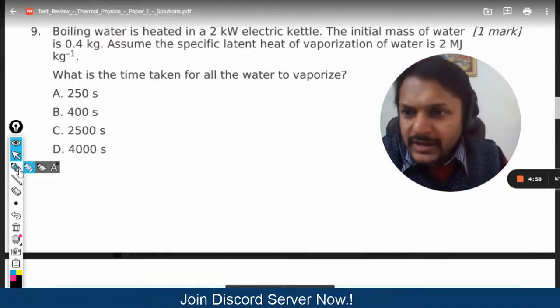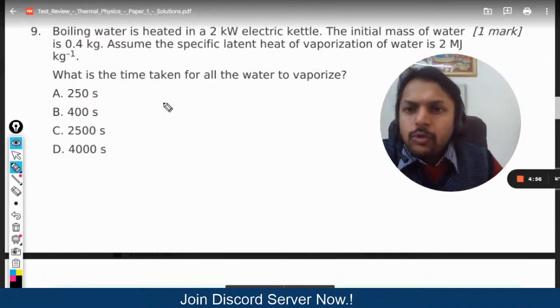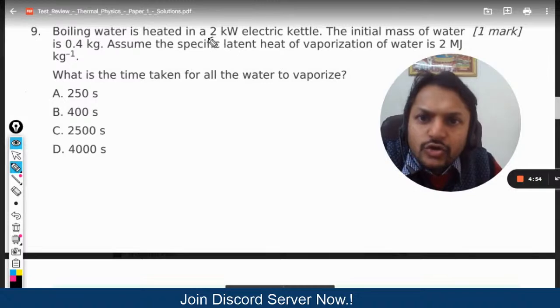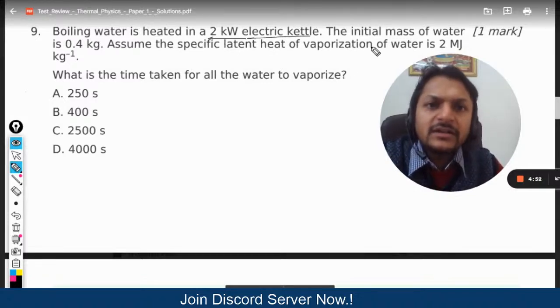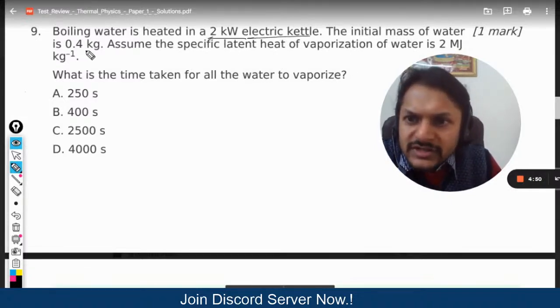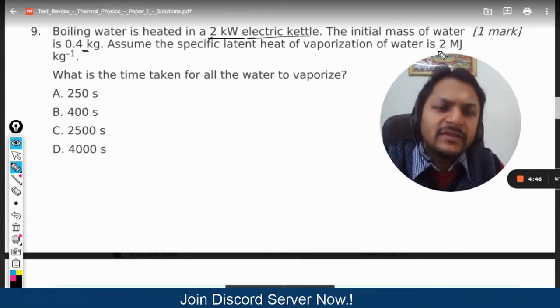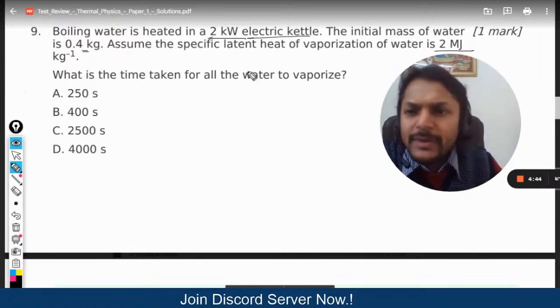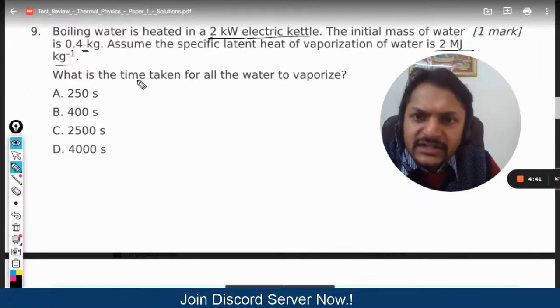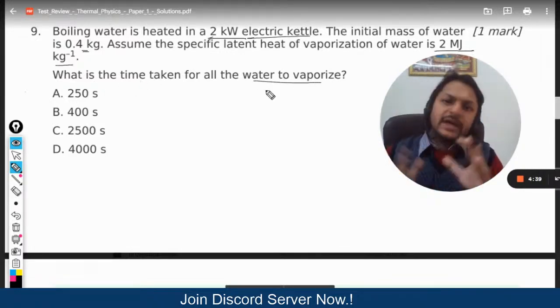Okay, so let us see what is there in this question. Boiling water is heated in a 2 kilowatt electric kettle. The initial mass of the water is 0.4 kg. Assume the specific latent heat of vaporization of the water to be 2 megajoule per kg. What is the time taken for all of the water to vaporize?